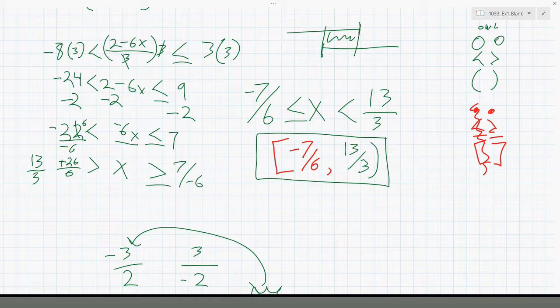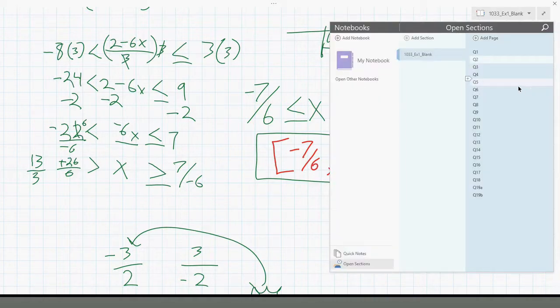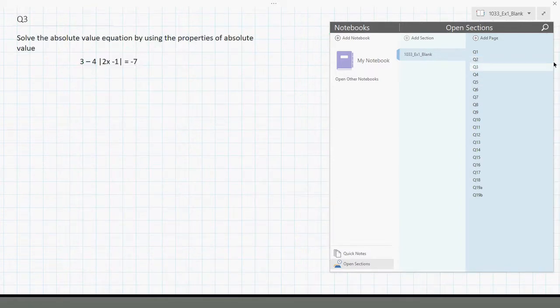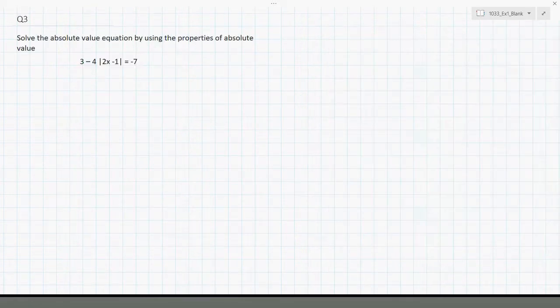All right? Let's look at question 3. Time's going by a bit faster than I thought it would.